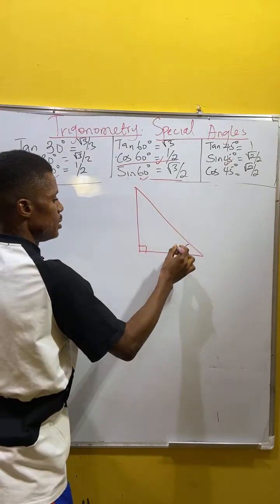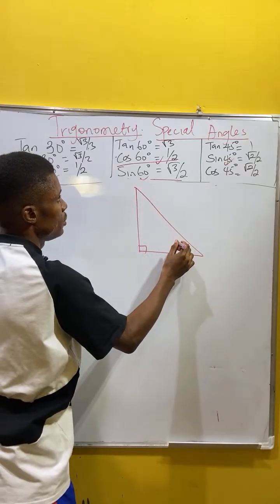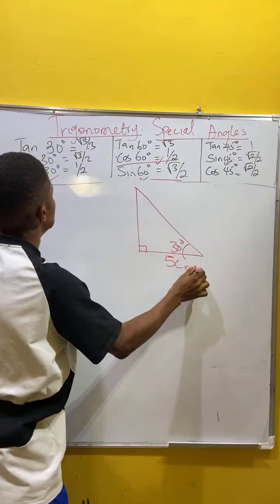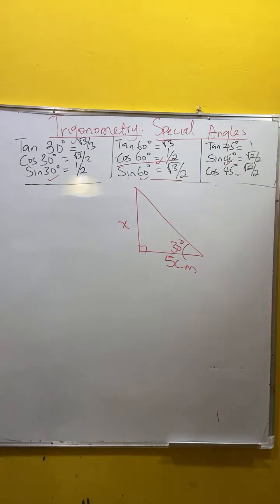We have here a triangle where we use 30 degrees. Okay, let's use 30 degrees. Here is 5 cm and here is x cm. Let's work out this. Can we solve it?